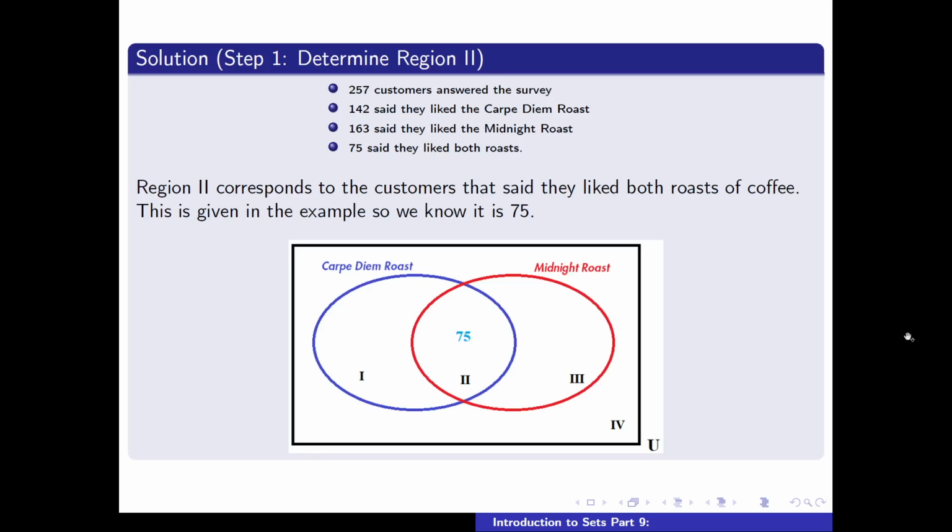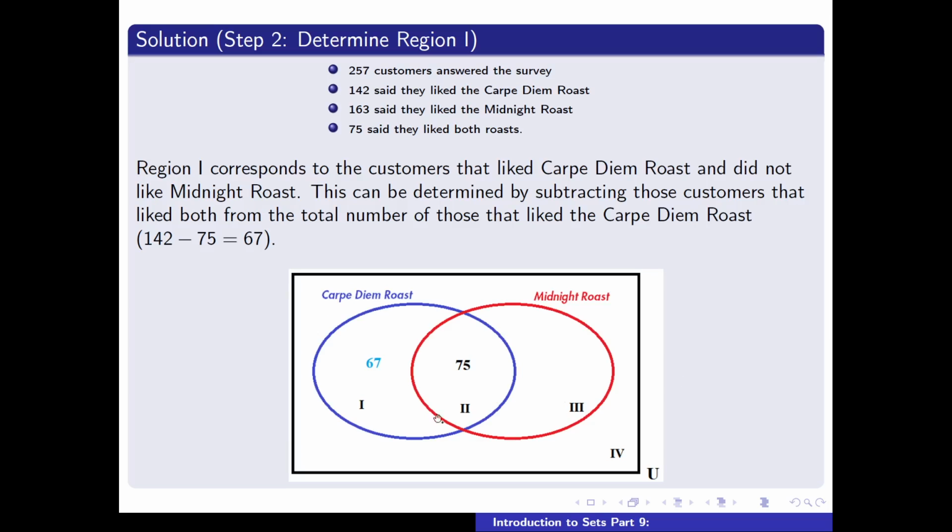Now working outward, we want to determine region 1. Region 1 corresponds to the customers that like the Carpe Diem roast but didn't like the midnight roast. We know that 142 of the customers said they liked the Carpe Diem roast. It didn't specify whether they liked only the Carpe Diem roast. They just checked that they liked the Carpe Diem roast. So this is the cardinality of the whole set of customers that like the Carpe Diem roast.